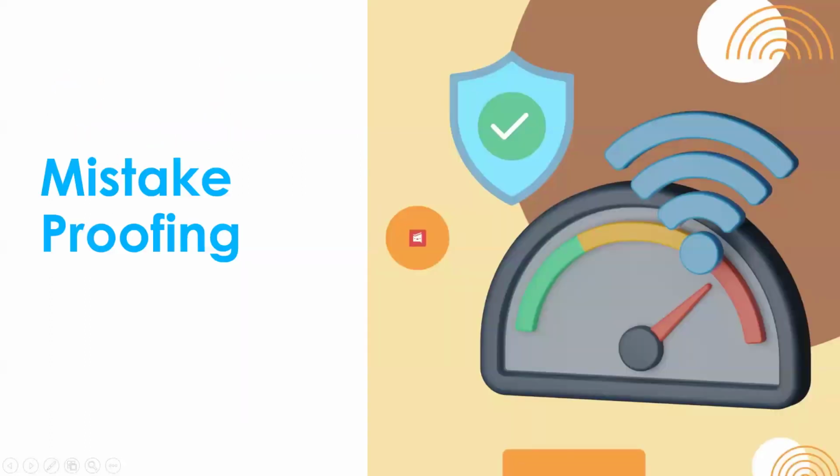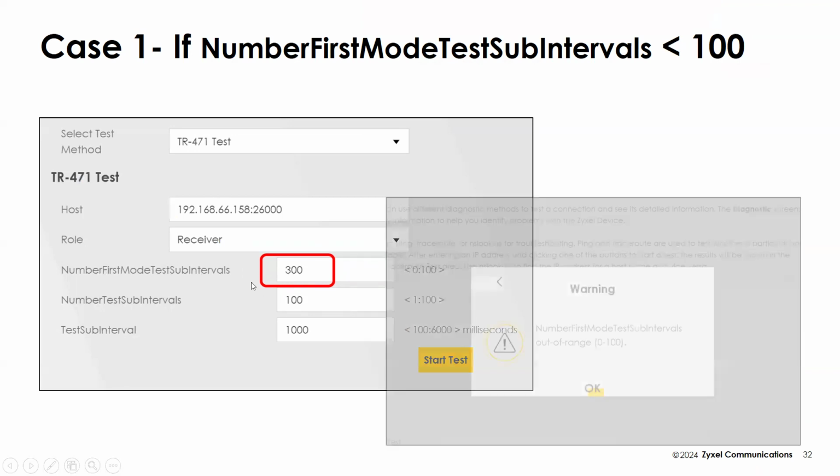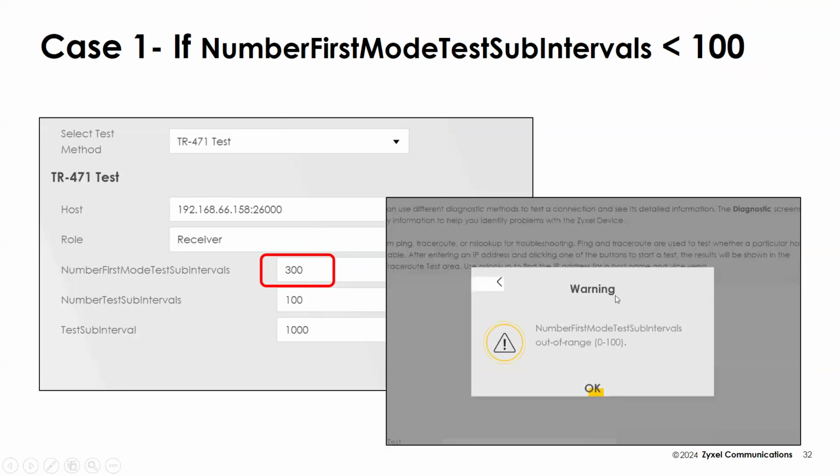Okay, and here are some mistake-proofing functions they also designed for this feature. This is the first one. What happens if we enter a value greater than the available range of 100 in this field? If we type in, for example, 300 here, we will get an error message like this, telling us the available range should be 0 to 100.